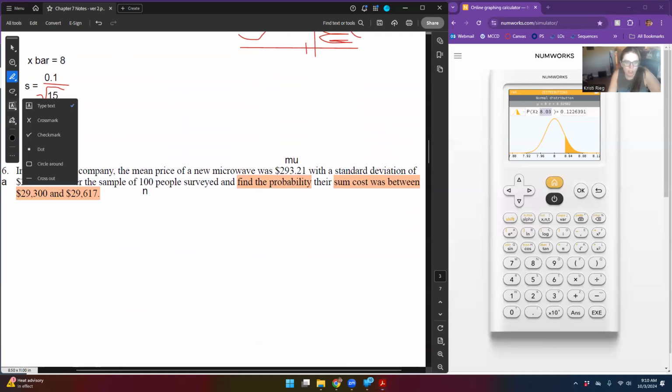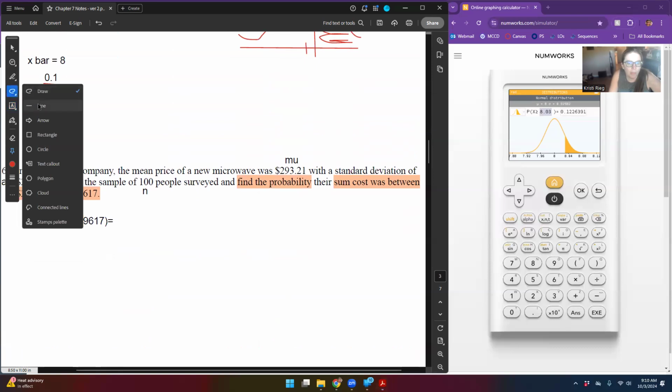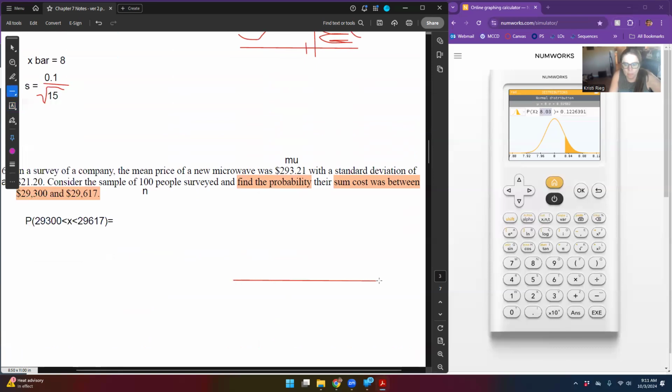So for starters, we have the question, which is what is the probability? And we're going between 29,300 and 29,617. That's what we're asking. Let's draw a quick picture. We have our normal distribution.